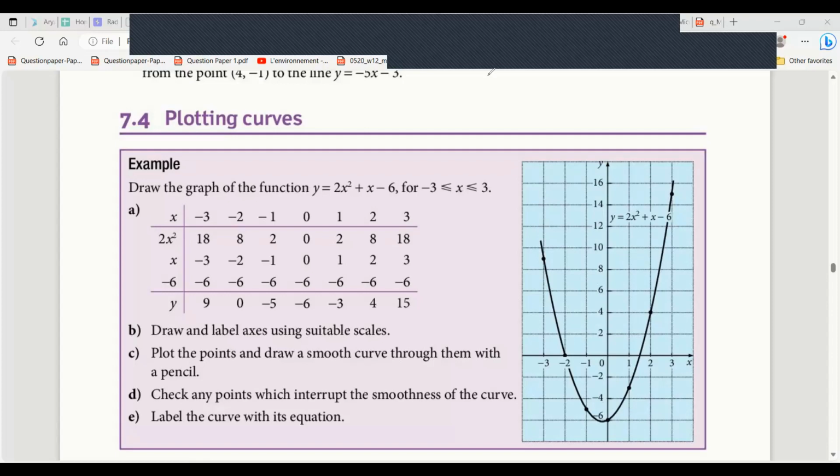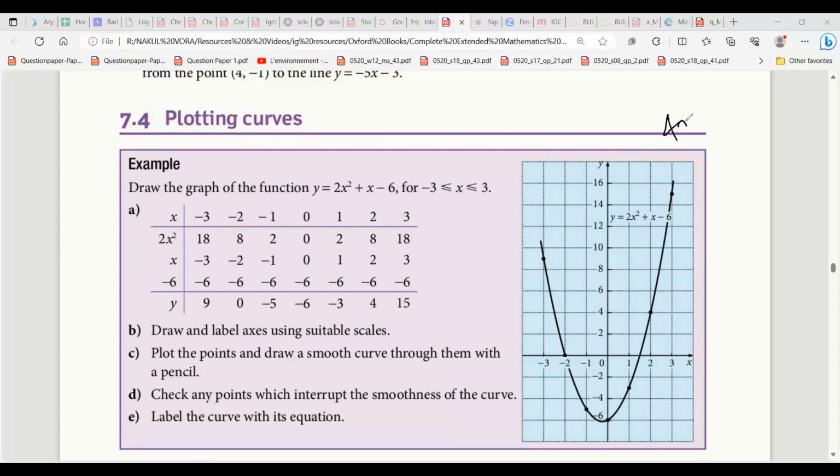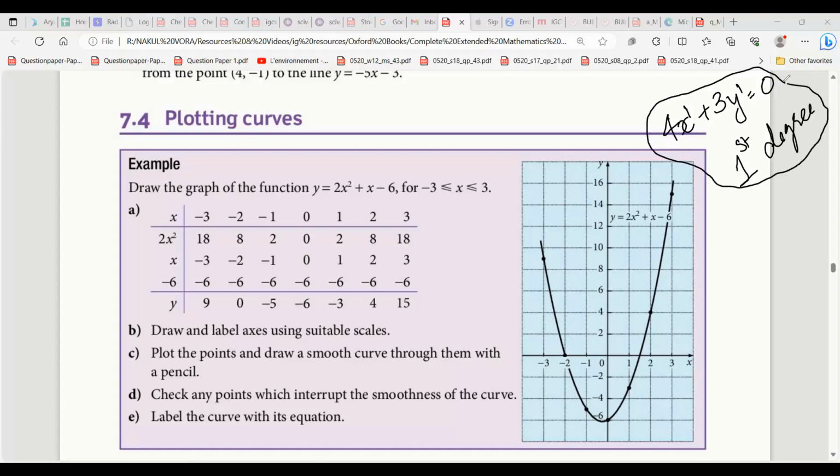What is a linear equation? An equation when I write 4x plus 3y is equal to 0, the maximum power of the variable in each and every term is going to be 1. They are going to be first degree equations. What degree? First degree equations. So these are called linear equations because they have got the power 1.